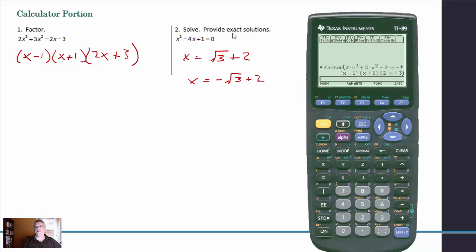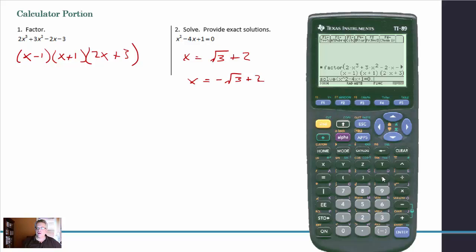Here it says solve, provide exact solutions. Okay, so I don't want decimals for this. I want square roots in my answer, and the calculator will give us that. So same place, press F2. But this time, the first one, solve. So we just enter the equation, x squared minus 4 times x plus 1, then the equals is right here under the x key, so equals 0.